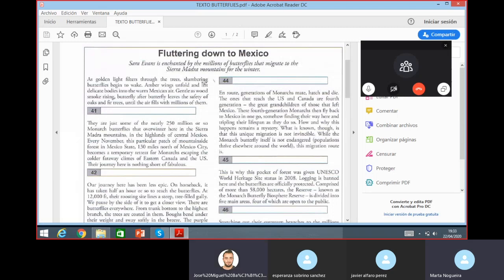So now I don't want a close reading. Now I want you to read just for the general idea, to skim the text. Skim the text es ojear el texto para tener una idea de qué está hablando, ¿vale? Y empezáis desde el principio, desde el título, y todas aquellas palabras que no sabéis las apuntáis. Y ahora lo vamos a ver.